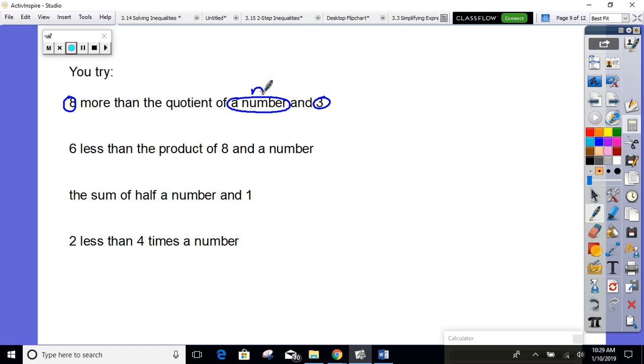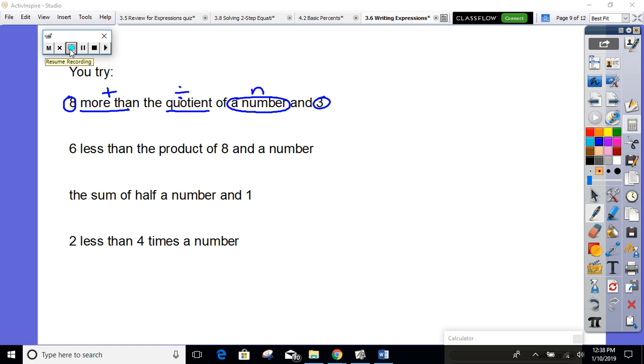Okay, Brady, what words are in there that tell us what to do? Quotient. Okay, what does quotient mean? Division. Okay, what else is up there? Any other words? Yep. Oh gosh, we're done.